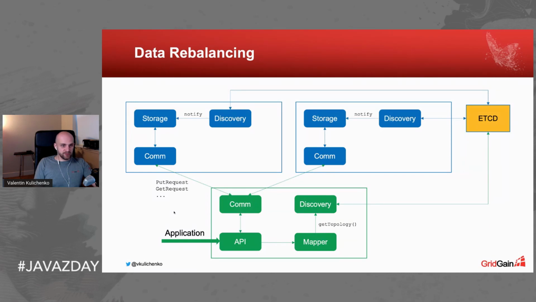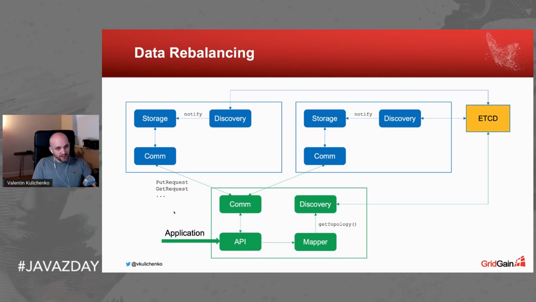So as a first step, Discovery will notify the storage. This is a very straightforward step. Discovery has all those events coming in through the etcd watch, so it will just redirect the notification to the storage. We need to let storage know that topology changed and that storage needs to do this data reshuffling.